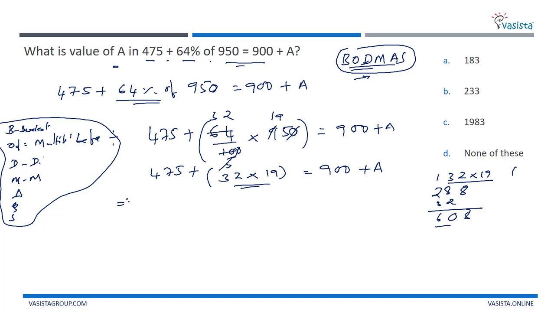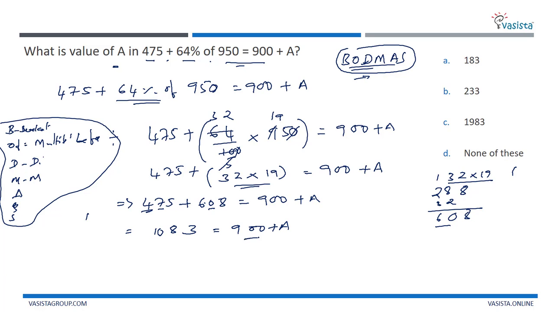So now this will become 475 plus 608 is equal to 900 plus A. Now add this: 8 plus 5, 13, 1 carry, 0 plus 7, 7 plus 1 is 8, 6 plus 4, 10. 1083 is equal to 900 plus A.